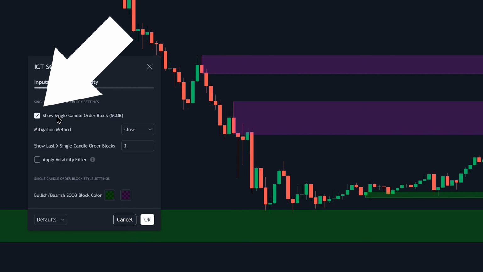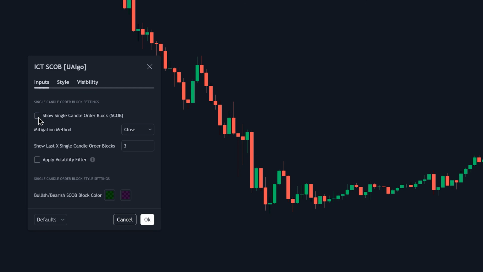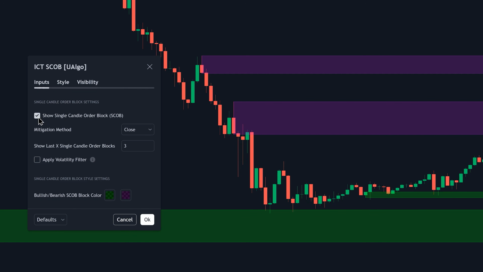With this disabled, no order blocks are going to be displayed on your chart, so you may want to enable that. Next, we have the mitigation method, where we have the closing of a candle to mitigate an order block, or we can also choose to mitigate an order block after it's been touched with a wick. For this video, I'm going to stick with the close option.